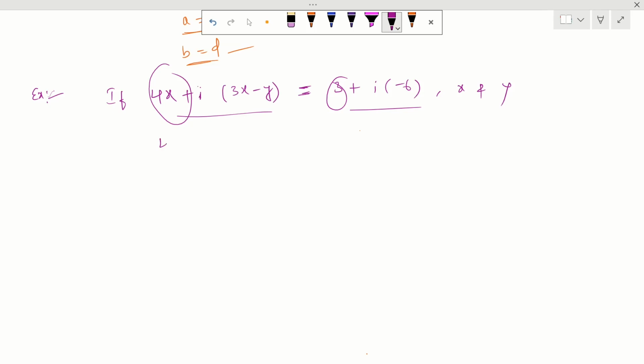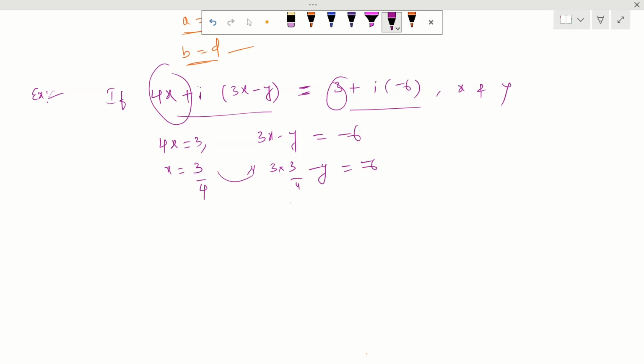So this is the imaginary part. For the real part, 4x is equal to 3, and the imaginary part is 3x minus y equal to minus 6. The x value we get here is x equal to 3 by 4. This value I will put here: 3 into 3 by 4 minus y equals minus 6.